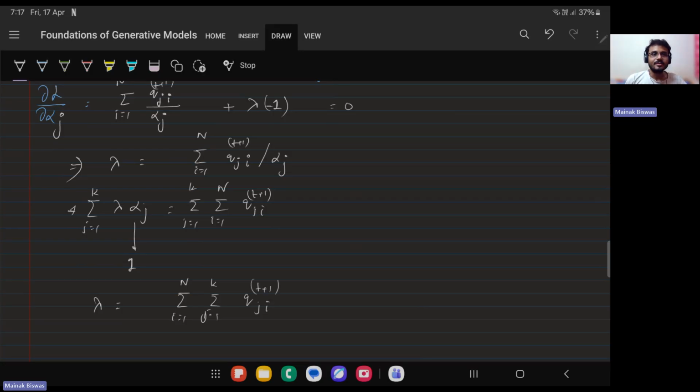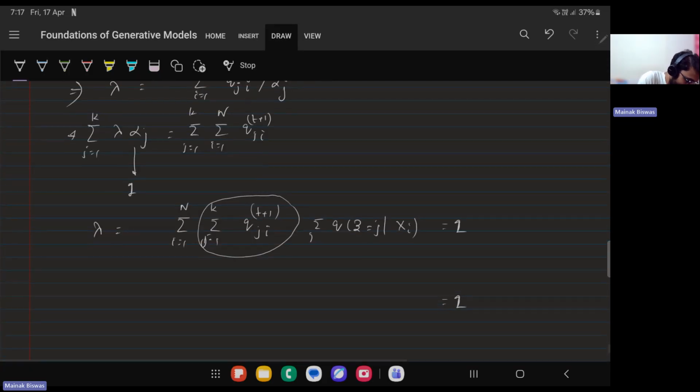Now again, there's this intelligent trick over here. This term is again a distribution. Remember, this is Q of Z, the J xi. If you sum over all J's, this is equal to 1. So this goes to 1 for all the n points. So this is equal to n. So lambda is equal to n.